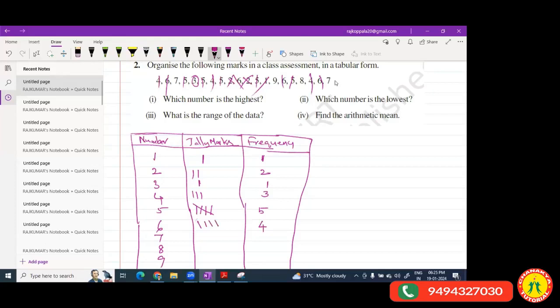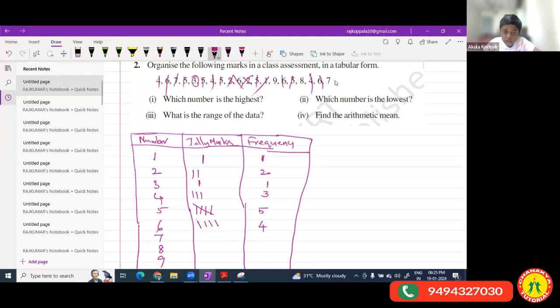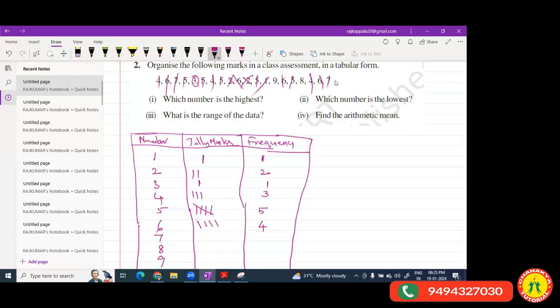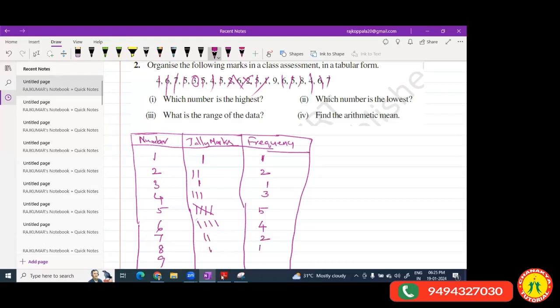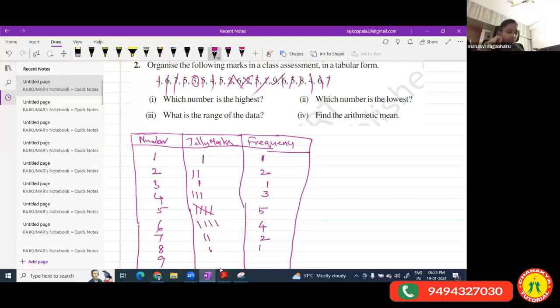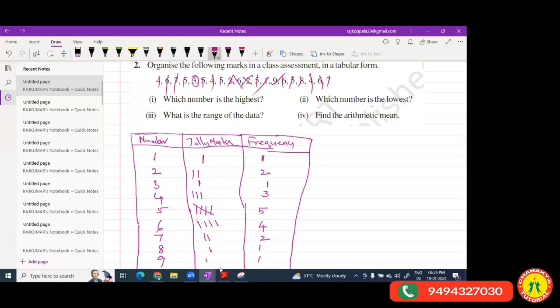7 how many times? 2 times. 2 times, right. So we will write 2. 8 how many times? 1 time. 9, 1 time. So 1, 1. Okay. So now this is called the tabular form.